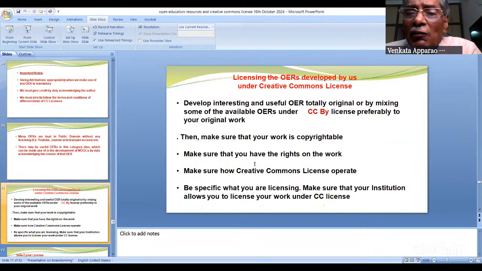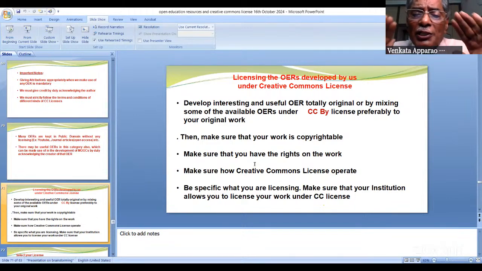Licensing the OERs developed by us under Creative Commons licensing. Suppose you have developed an OER. How do you go about licensing that under Creative Commons licensing? What are the various steps involved? Develop an interesting and useful OER, totally original or by mixing some of the available OERs under CC BY license, preferably adding to your original work. Then make sure that your work is copyrightable.